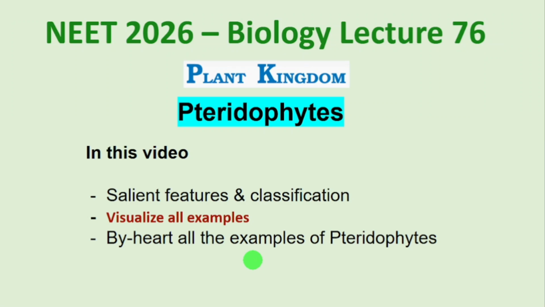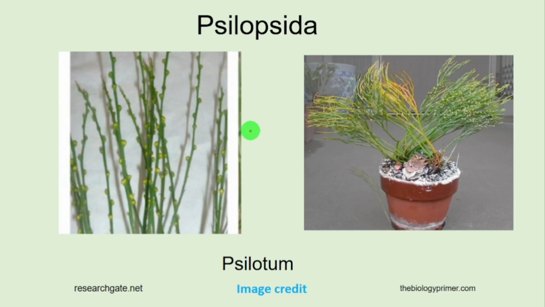We are starting lecture number 76 and today's title is Pteridophytes. So first I will show you all the examples which are mentioned in the NCERT textbook. So with this you will have an idea how pteridophytes look like. Okay, and then we will look into the features and life cycle of pteridophytes.